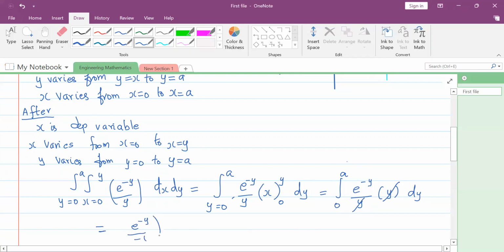Its solution is e power minus y by minus 1. As you all know, integral e power minus ax is e power minus ax by minus a, within the limits 0 to a. This is nothing but minus e power minus a minus e power 0, which is 1. So I've applied the limits: upper limit is a and lower limit is 0. Taking the minus sign inside, I'll be getting this to be my solution. So hope you would have understood the problem. If you want, you can just go through the video again. Thank you.